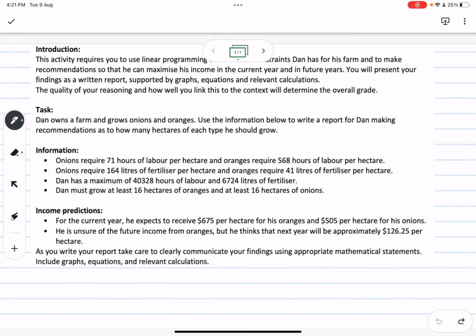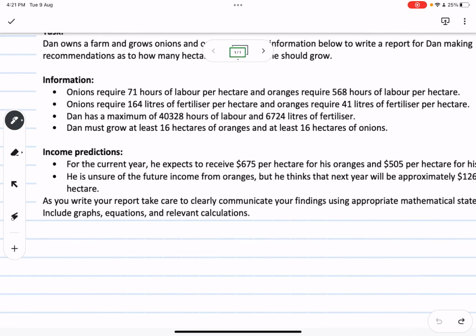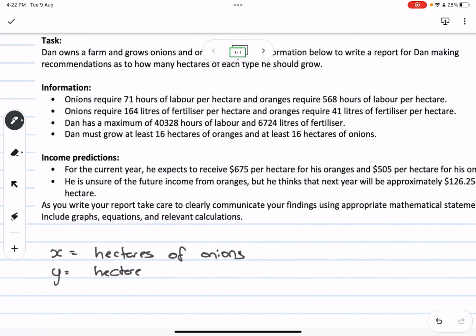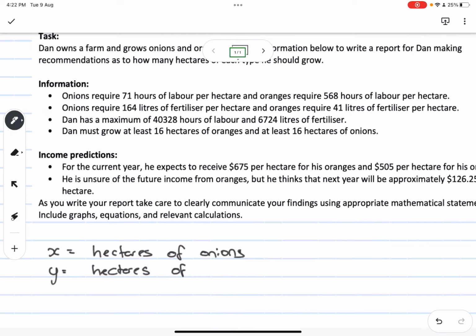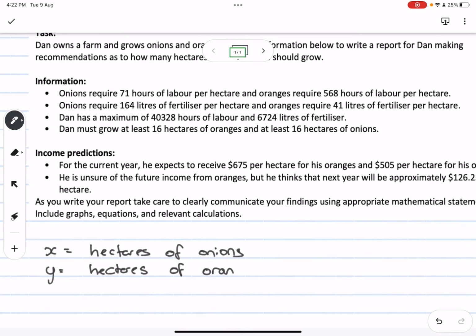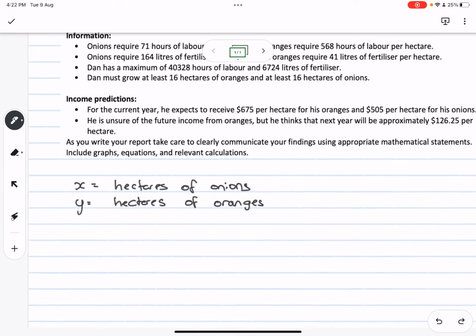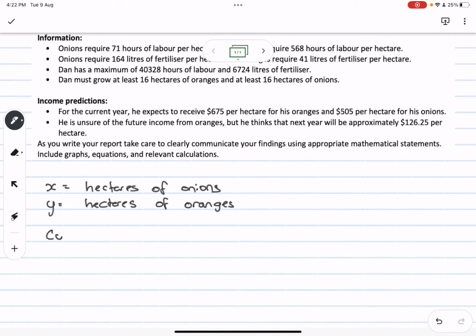So, first of all, we need to define our variables. The two things that we've got going on are the hectares of oranges and the hectares of onions. So we're going to say that X is equal to the hectares of onions and Y is equal to the hectares of oranges. Okay, so now we've defined our variables. We want to start writing some equations. So we're going to have some constraints.